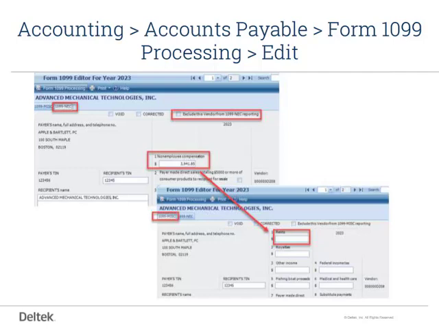If you are printing a 1099 NEC for your vendor, check the box in a corresponding 1099 miscellaneous form for Exclude this vendor from 1099 miscellaneous reporting.